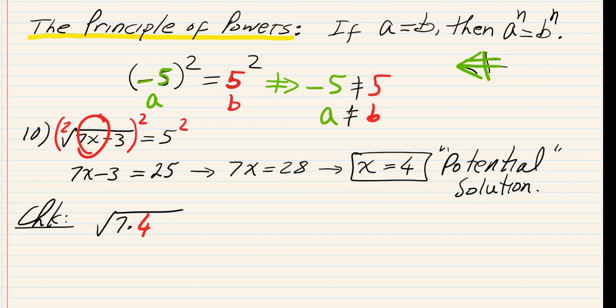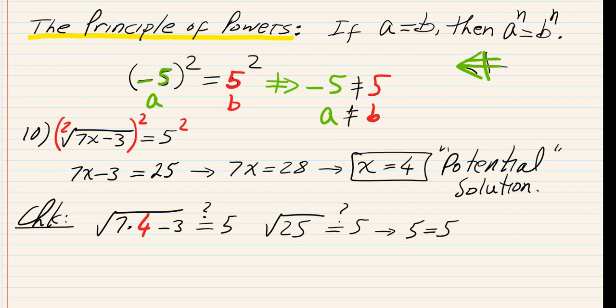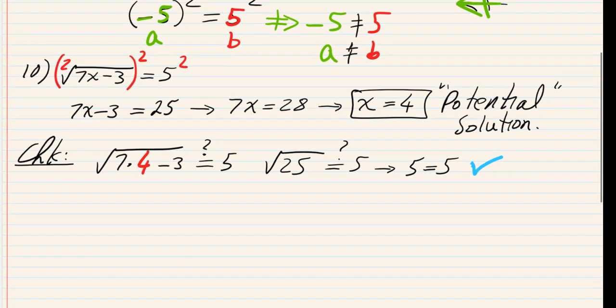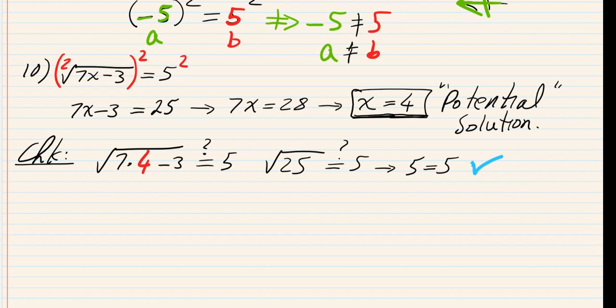So that's 7 times 4 minus 3 equals, and I'm going to put a question mark here, because I'm verifying and it may not work. Hopefully it works. Now, in the radicand, 7 times 4 is 28, minus 3 is 25. Will that equal 5? Yes, because root 25 is 5. 5 is equal to 5, and I'm going to put a check in here. So the solution is x equals 4. See how simple that was?